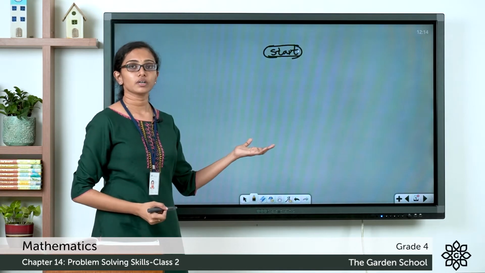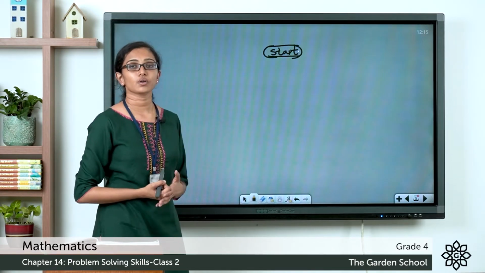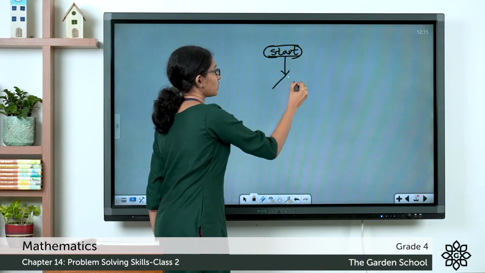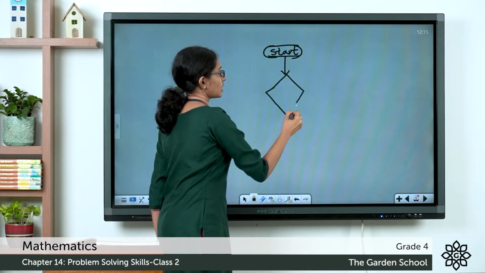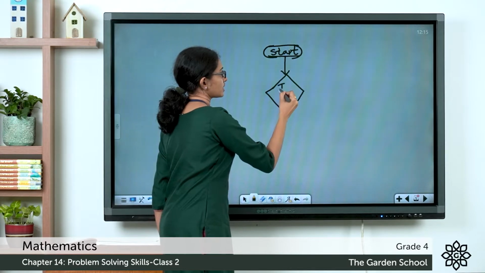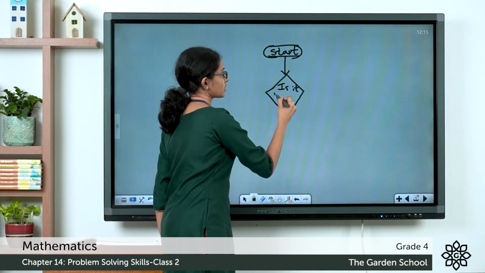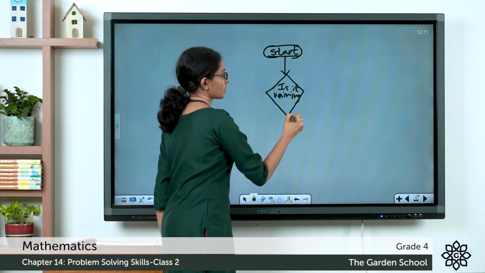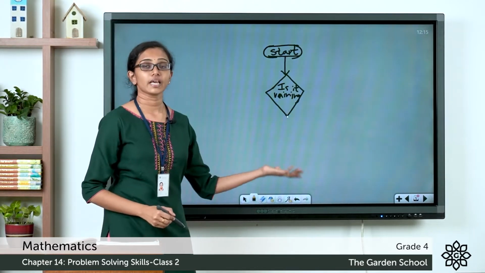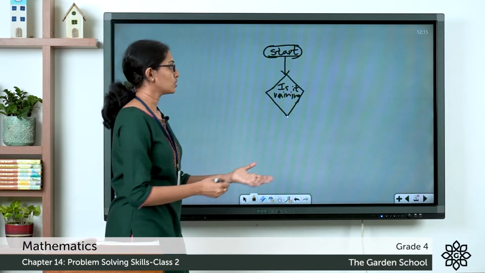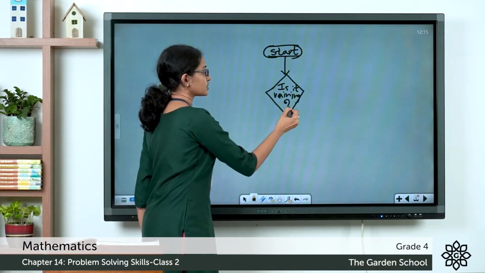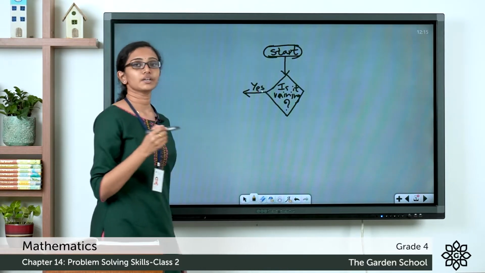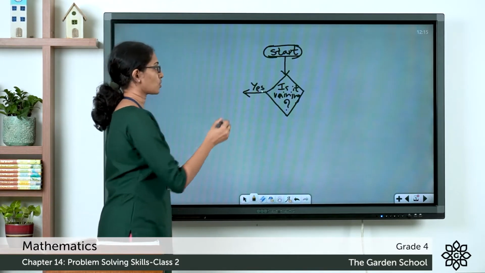So the next one is to decide whether it is raining or not now. So I am drawing an arrow. Now in a diamond box, I am going to write, is it raining? Now, if it is raining, you are not going to the store. So, here we are making a decision. So if the answer is yes, that means if it is raining, you are not going to the store.